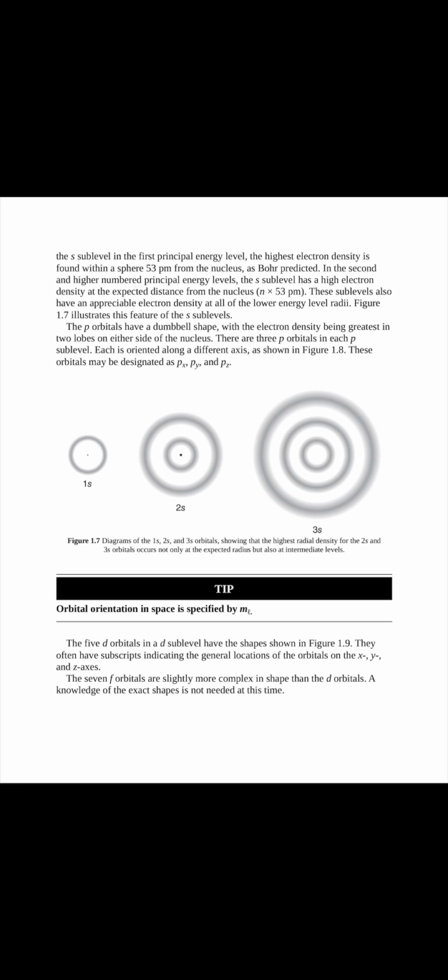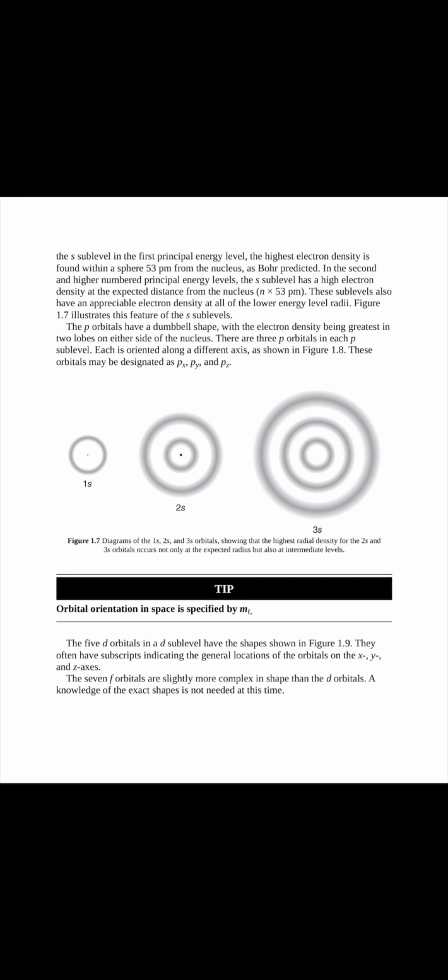Figure 1.7 shows diagrams of the 1s, 2s, and 3s orbitals. These diagrams highlight that the highest radial density for the 2s and 3s orbitals occurs not only at the expected radius but also at intermediate levels. Tip: orbital orientation in space is specified by the magnetic quantum number, m sub L.